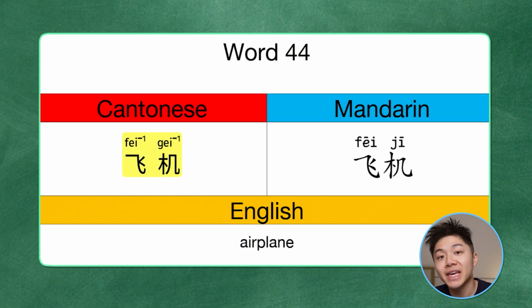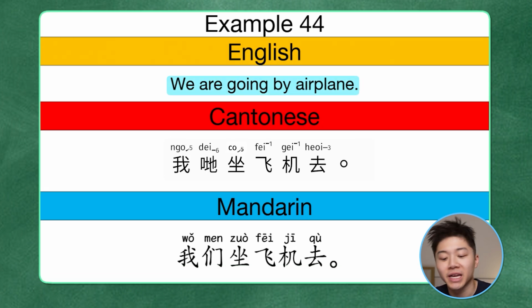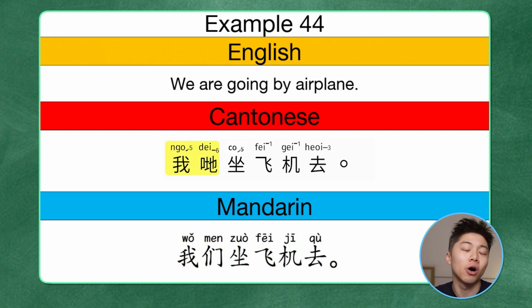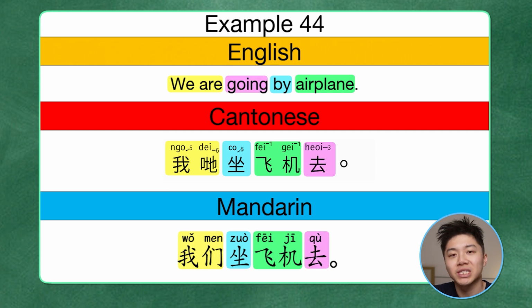Next, airplane. 飛機. Let's go. So we are going by airplane. In Cantonese, 我哋坐飛機去. In Mandarin, 我們坐飛機去. So 我哋 is we in Mandarin, 我們. 坐 is to sit, 飛機 is plane, and 去 is to go. So we sit on a plane to go. In Mandarin, 我們坐飛機去.